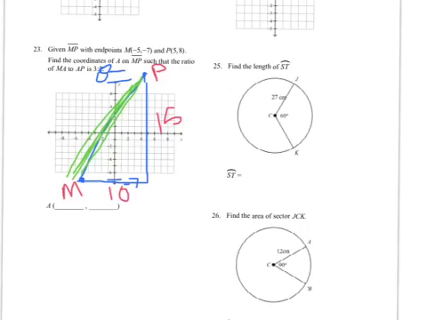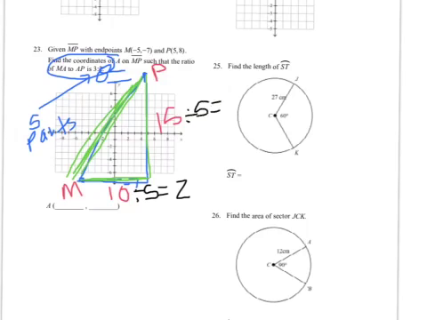I drew a right triangle and found that this distance was 10, this distance is 15, and then they tell us they want us to have a ratio of MA, so we're looking for the coordinates of A, to AP is a 3:2 ratio. Well, 3:2 means that there are 5 parts. So the first thing I'm going to do is divide each of these by 5. When I divide this part by 5, I get 2. When I divide this part by 5, I get 3.